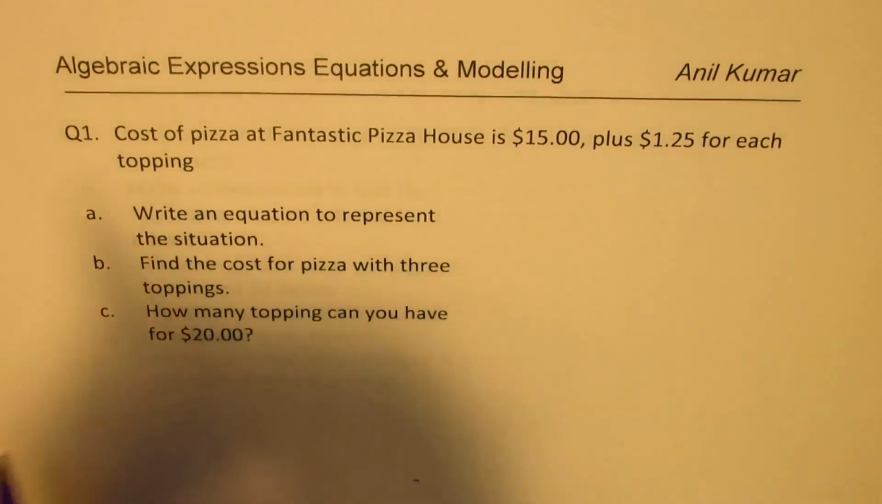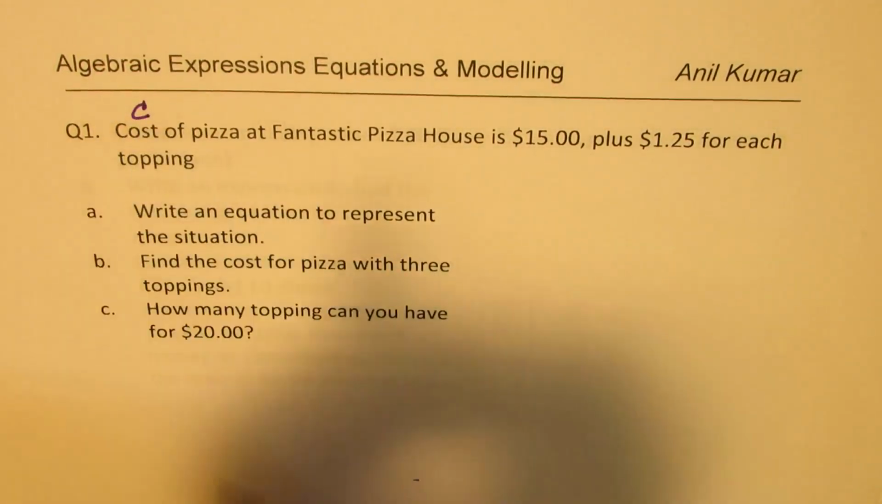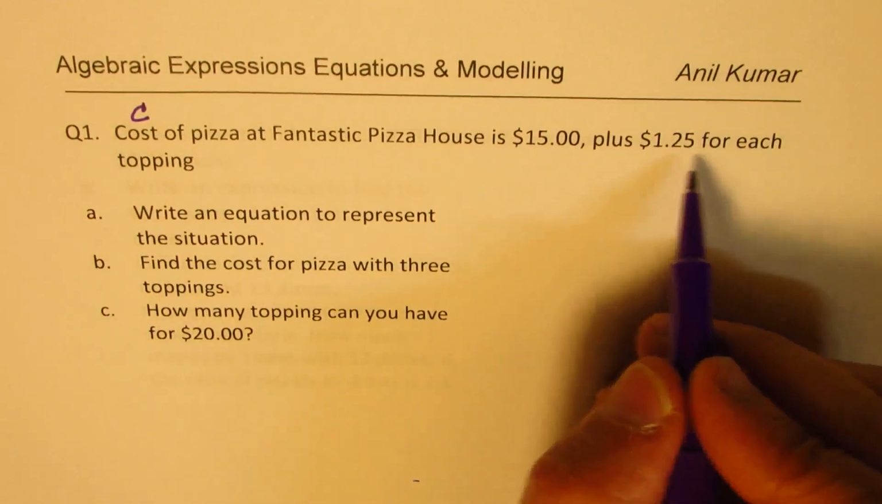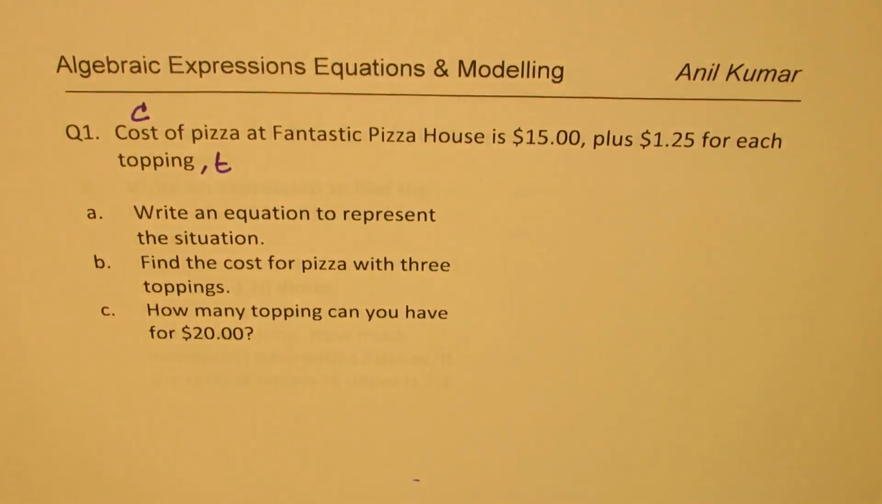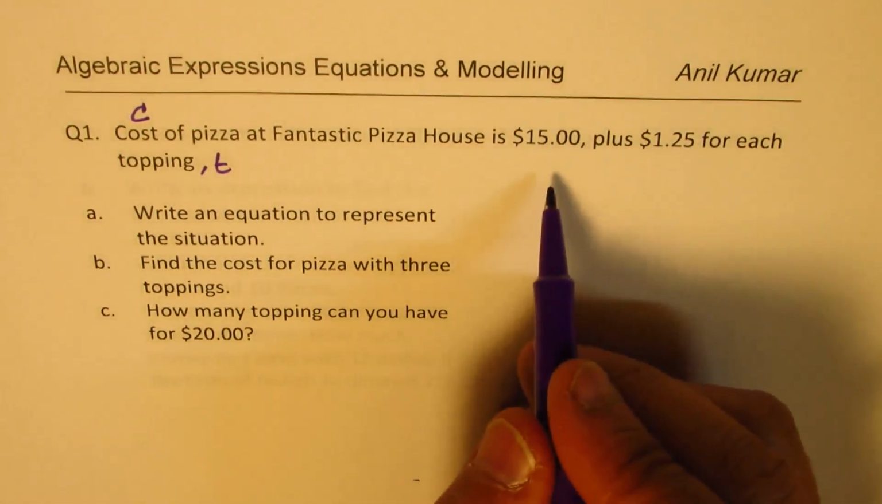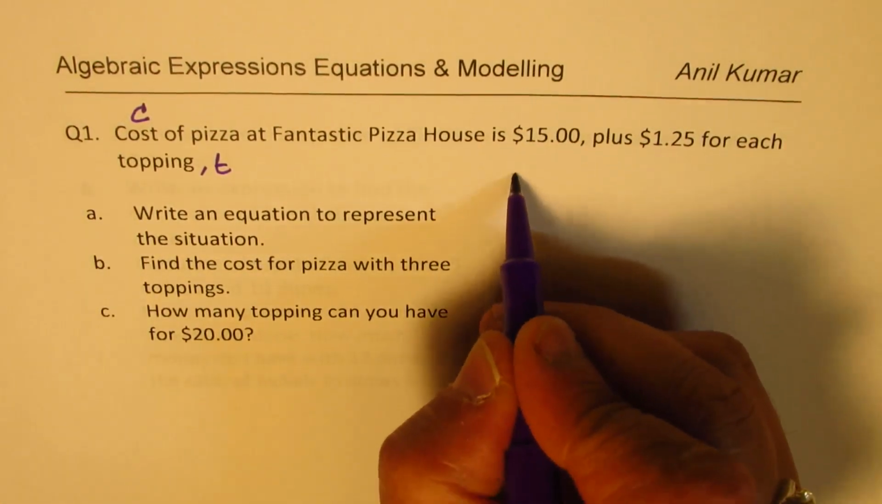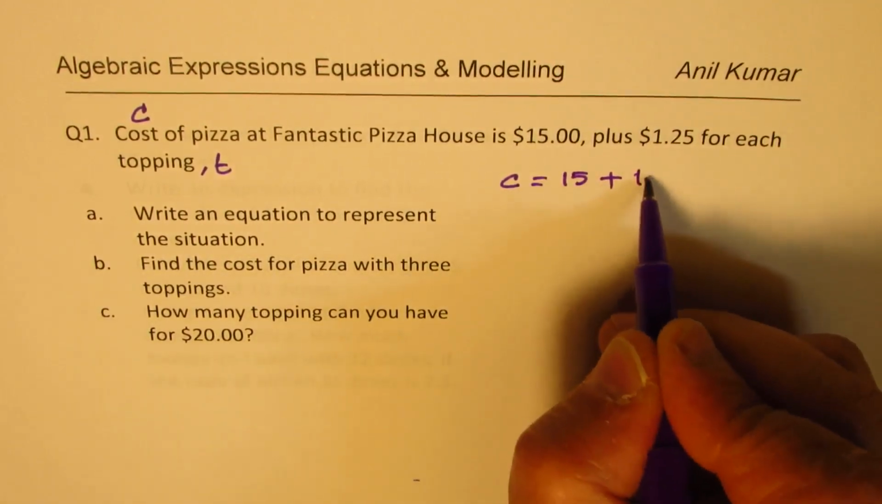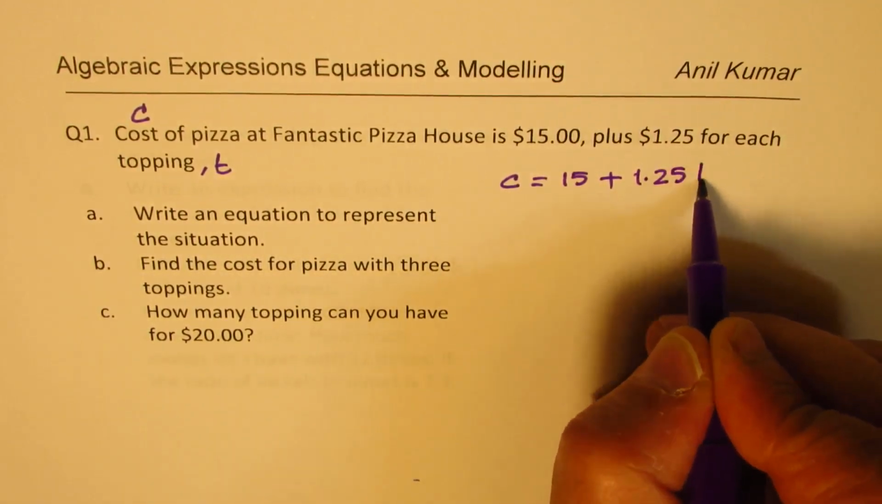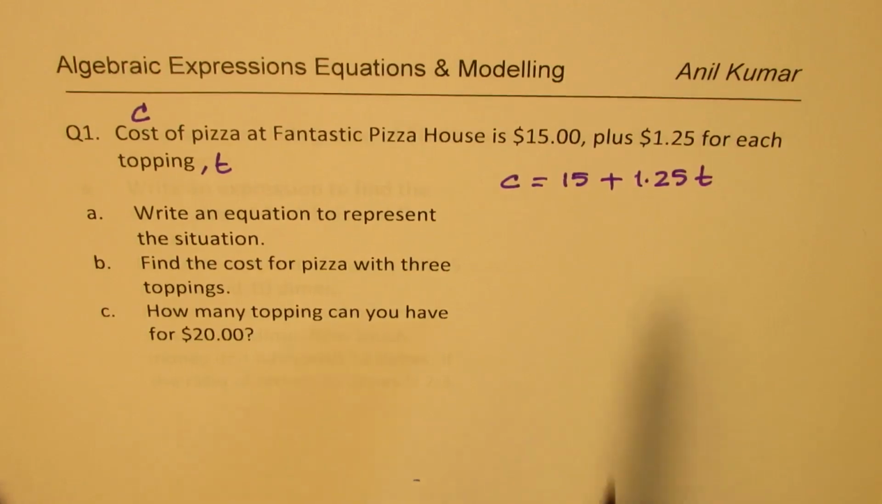So we can define the variable cost as C, right? And for each topping, we'll write T, a variable for topping. 15 is the fixed cost. So we can write the equation as C equals 15 plus 1.25 times T. Does it make sense? So that is how we get our cost.